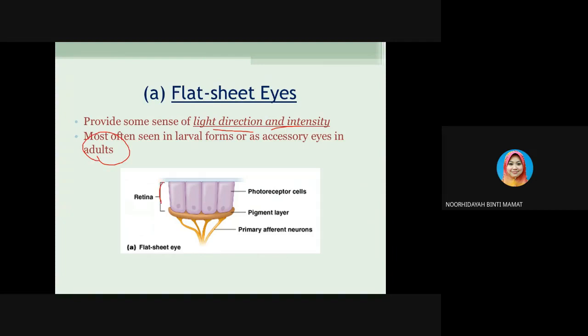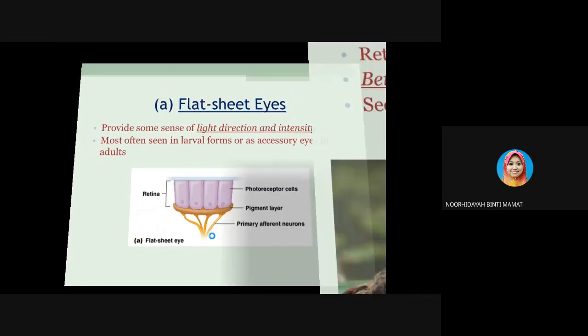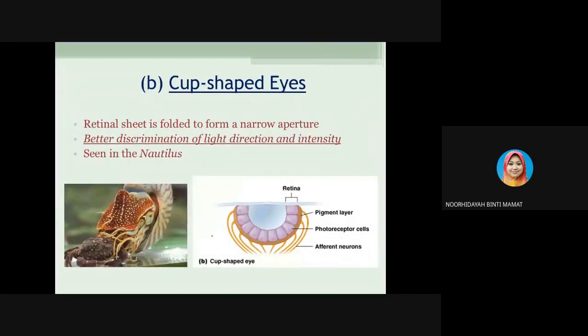This is the retina. This is the photoreceptor cells. It will receive the stimulus from here and release the neurotransmitter, and then go to the primary afferent neurons.